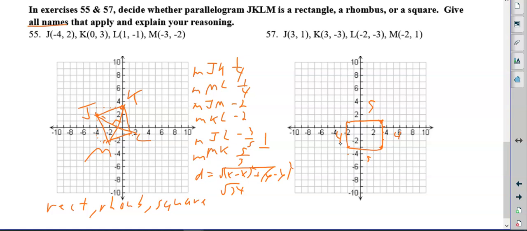Now, since we can look at this and know that this has a slope of 0, this has a slope of 0, this has a slope that is undefined, and this has a slope that is undefined, we know that these are perpendicular, so we know it is a rectangle. And that's it.